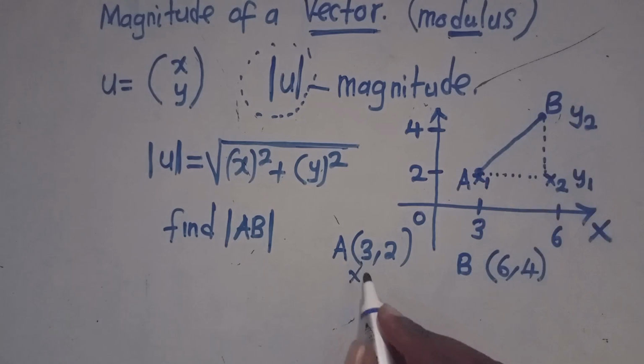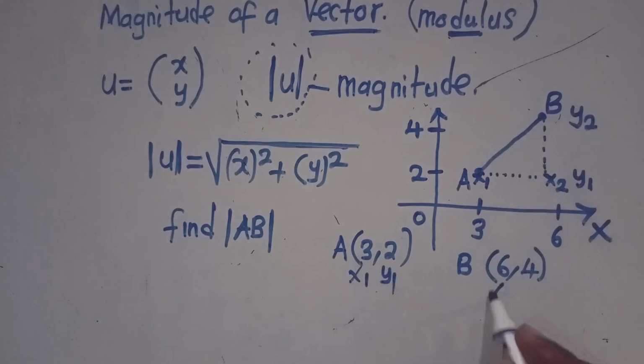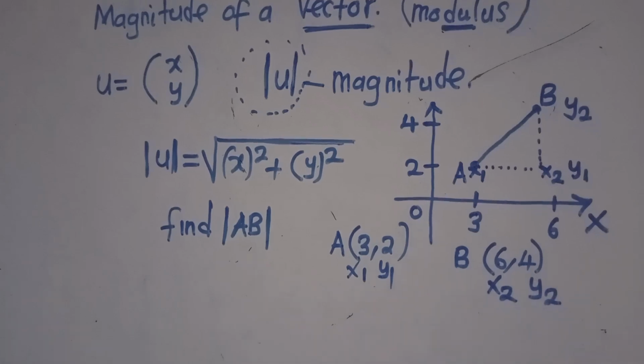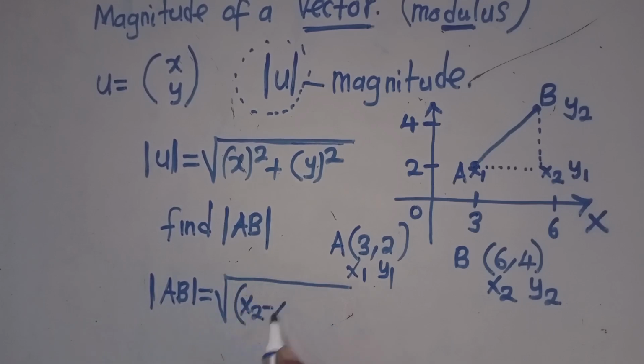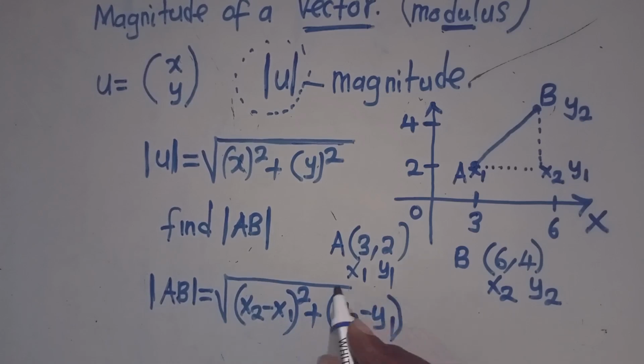Then you say this is x1, this is y1. This is x2, and this is y2. You are going to do something like this. From here, that's where you get to apply the formula, where you say the modulus of AB is equal to the square root of the difference on the x-axis, x2 minus x1, then you put a square there, plus y2 minus y1, squared like that.